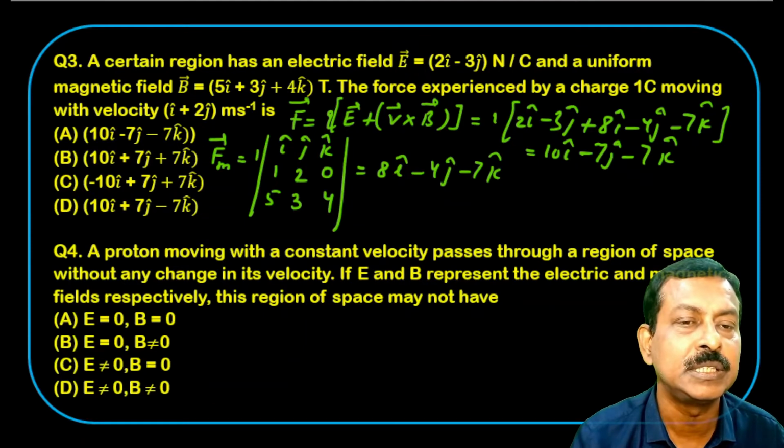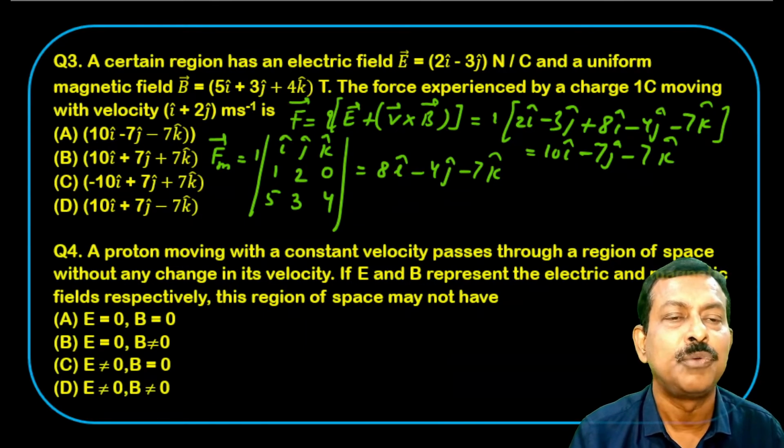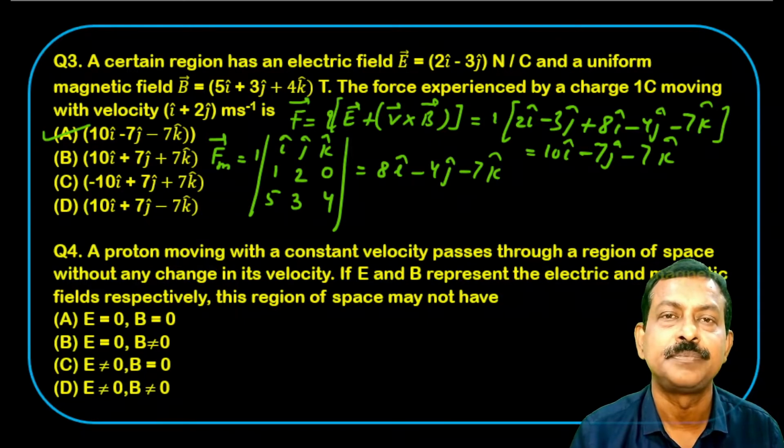And now let's see the different options which are given. First one is 10i minus 7j minus 7k. So the first one is the correct option here.